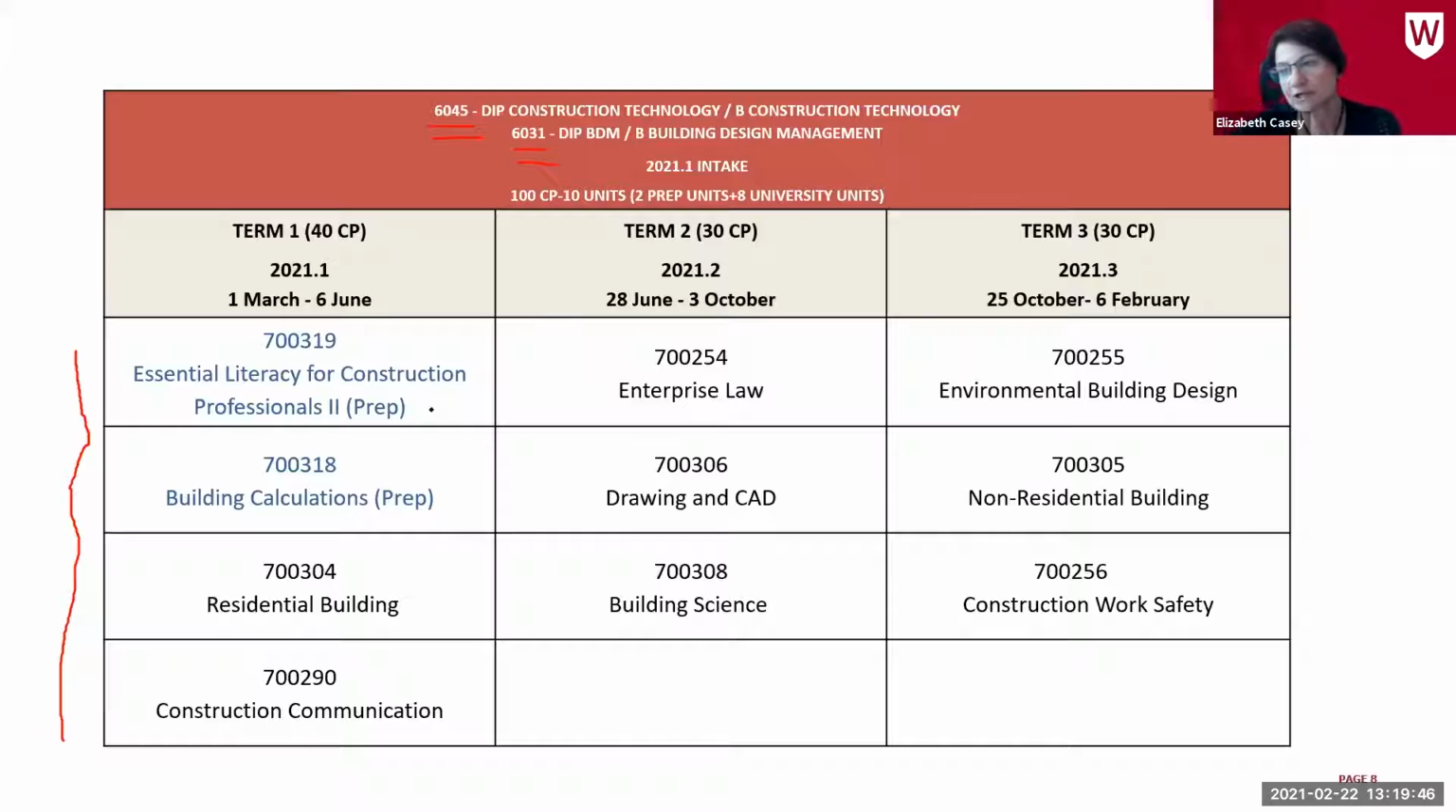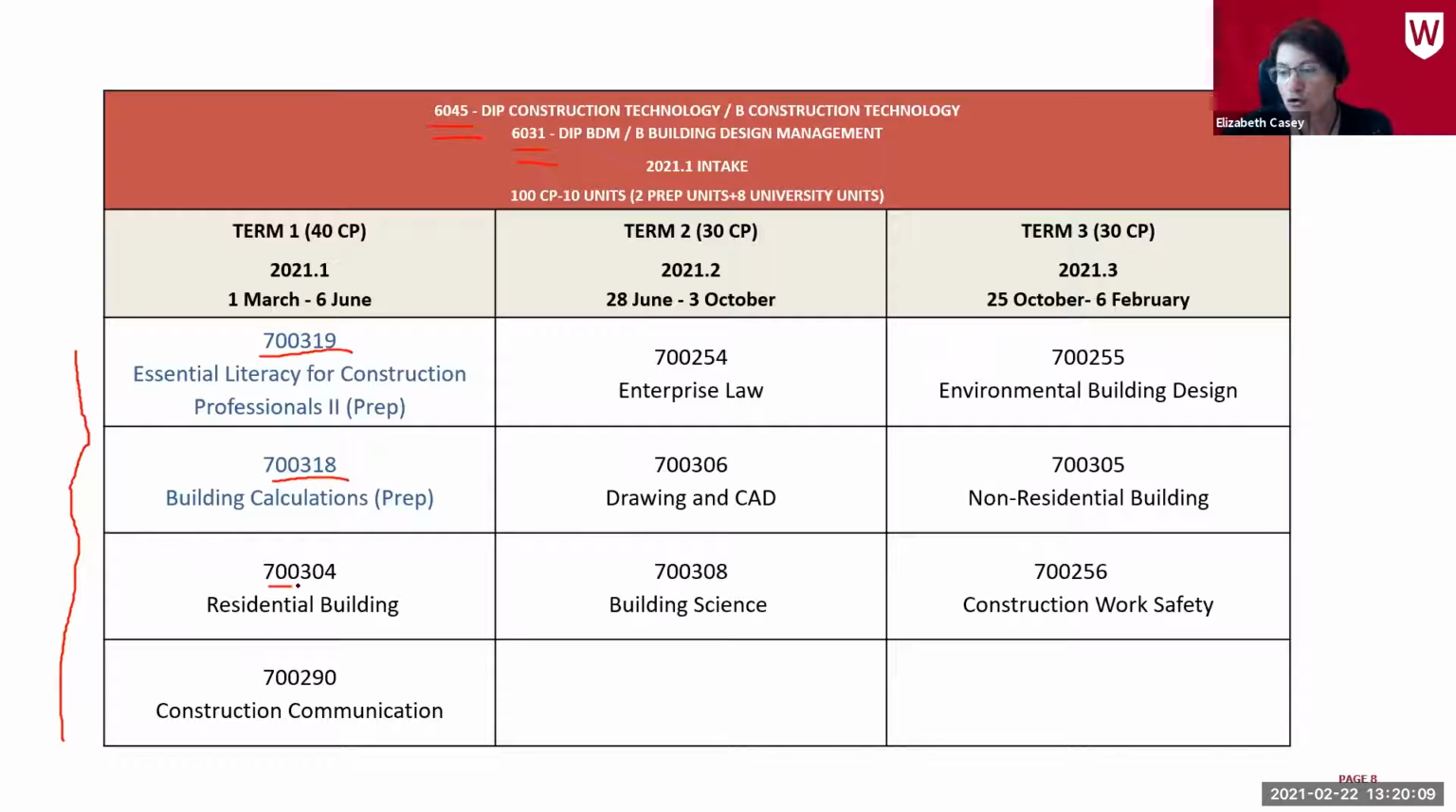So what else can we tell from this? Obviously this tells us all the subjects, all the units. So essential literacy for construction professionals 2, building calculations, residential building and construction communication. And what you'll notice is each of them has a unit code. Look at these beautiful straight lines of mine.